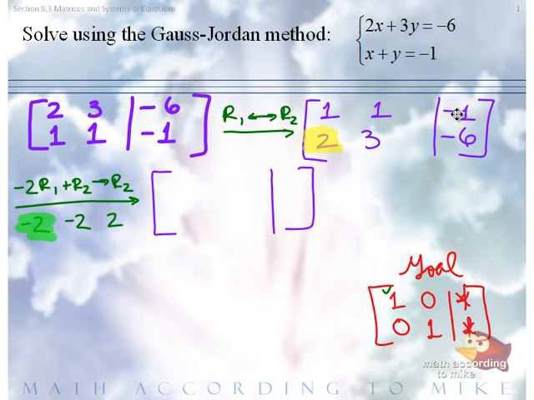So 2 and negative 2, 0. Negative 2 and 3. I'm having too much fun with this. I really don't care. 2 and negative 6. Negative 4.